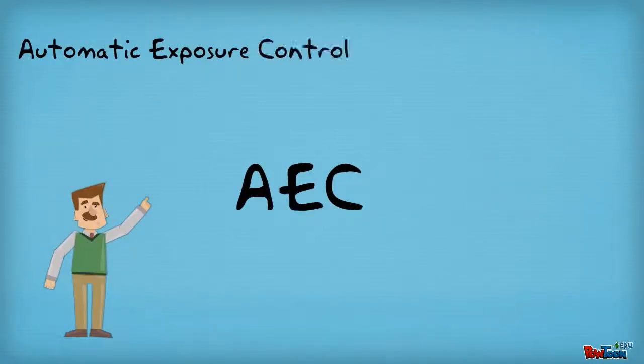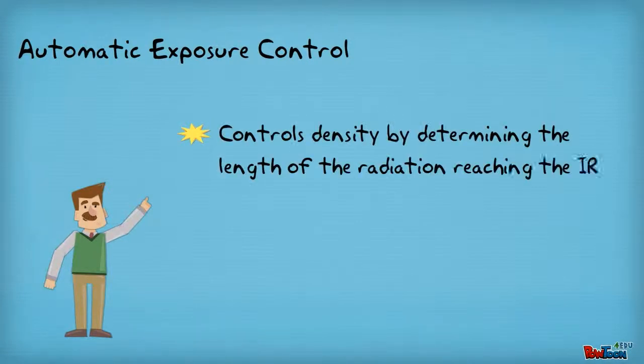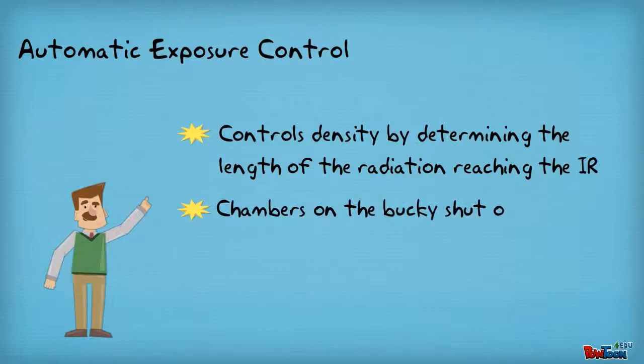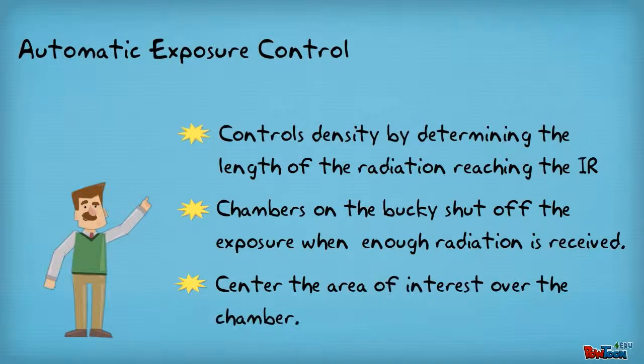AEC, or automatic exposure control, controls density by determining the length of the radiation reaching the image receptor. Chambers on the Bucky shut off the exposure when enough radiation is received, so remember to center the area of interest over the appropriate chamber.